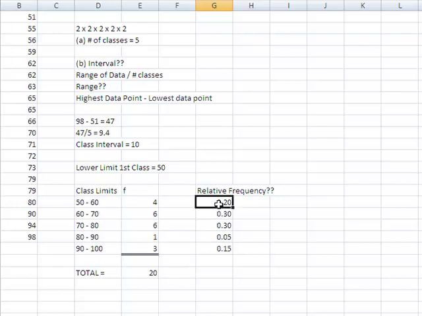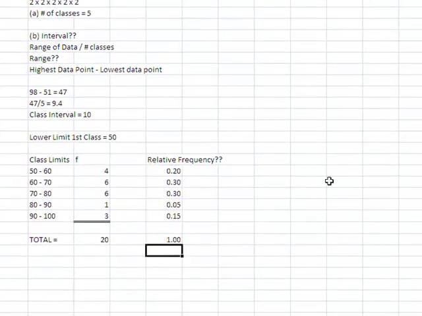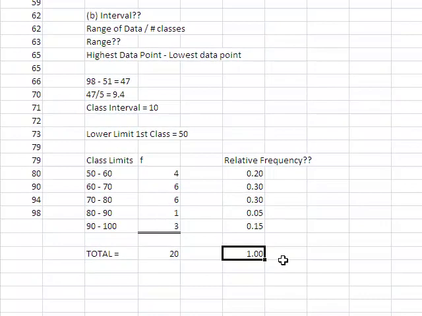You see, all I've done is take 4 divided by 20, 6 divided by 20, 6 divided by 20, 1 divided by 20, 3 divided by 20. Just like this had to add up to 20, the number of data points, this should represent 100% of my data. So the question is, if I add them all up, will it equal 1? With the magic of Excel, yes, 1 or 100%.